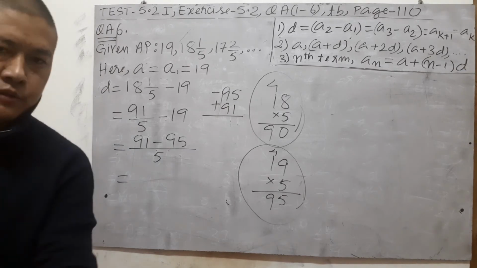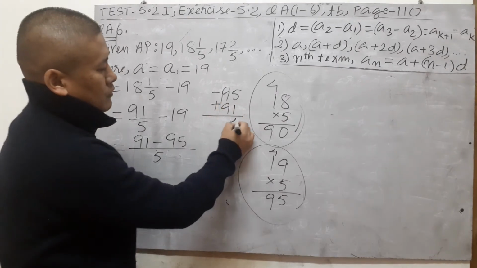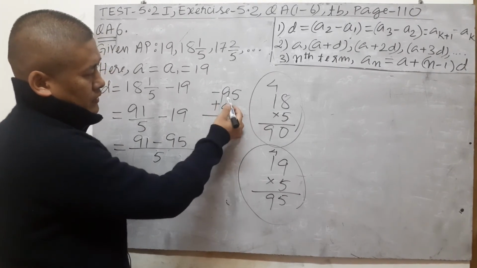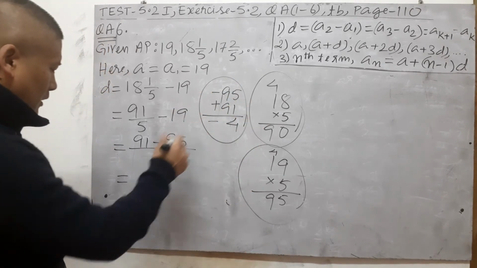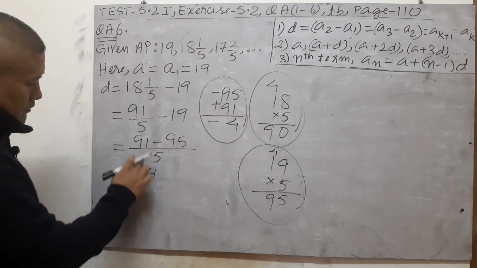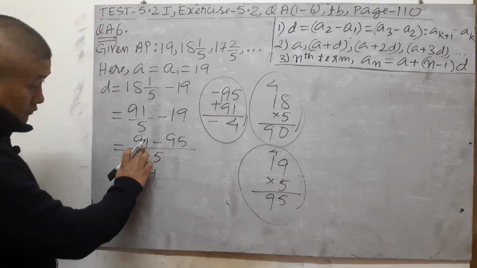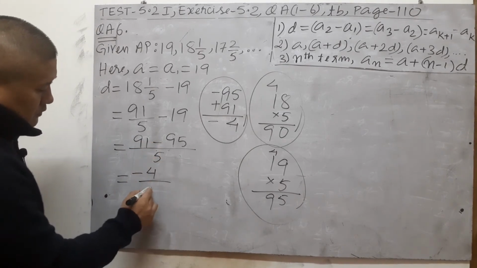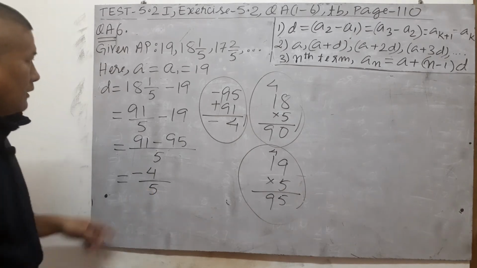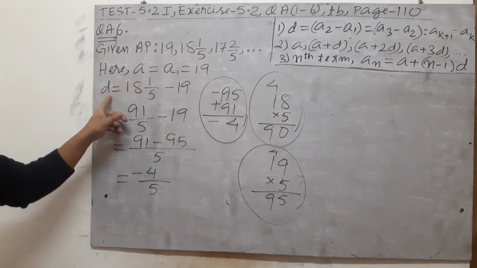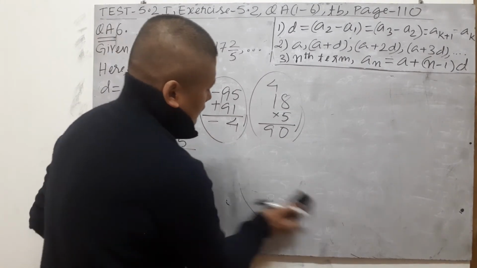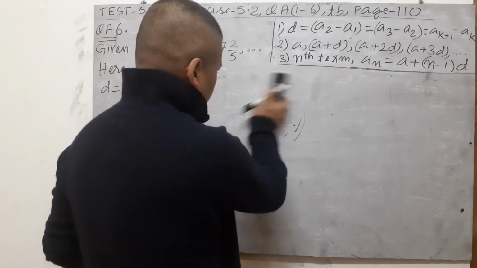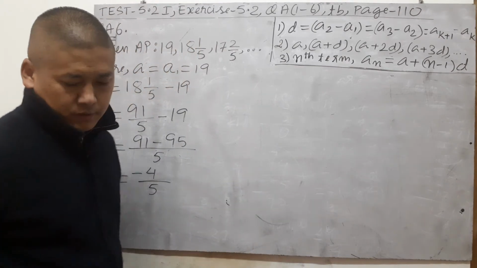So minus plus means we know subtraction. So 5 minus 1, 4. That's all, because 9 minus 9 is 0. So here minus means here also we have to put minus. Write those things on your graph as I said. So 91 minus 95 in other words is minus 4 by 5. So we have A 19, D minus 4 by 5. I think we can now proceed to try to solve and find out the term position of the first negative term.